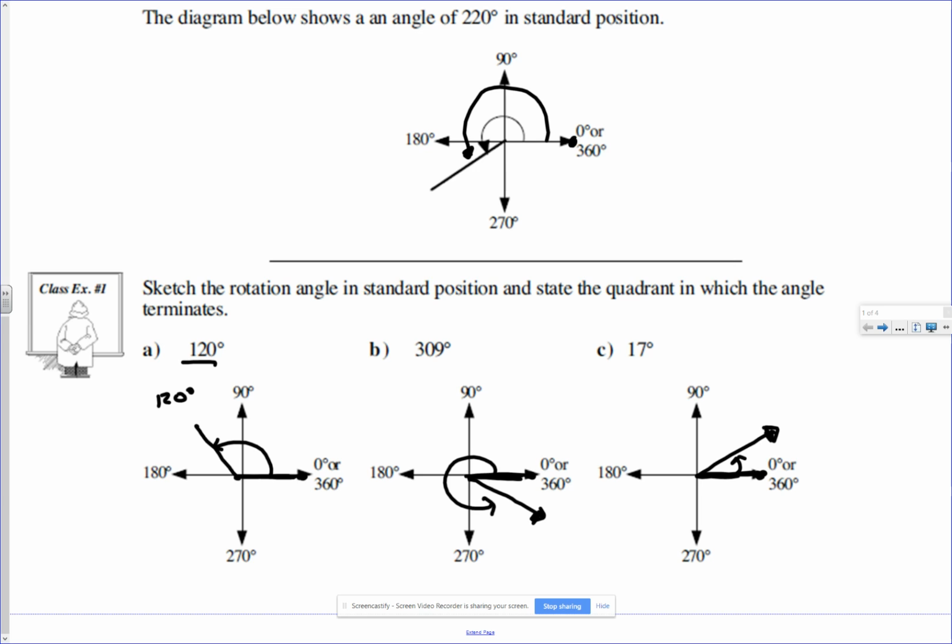And state which quadrant it is. So this is quadrant 1, quadrant 4, quadrant 4, and this would be quadrant 2.